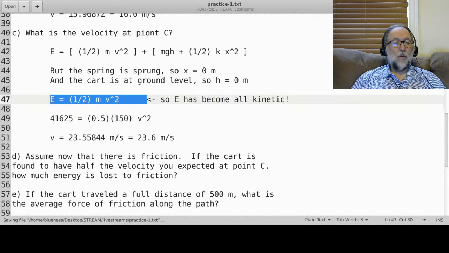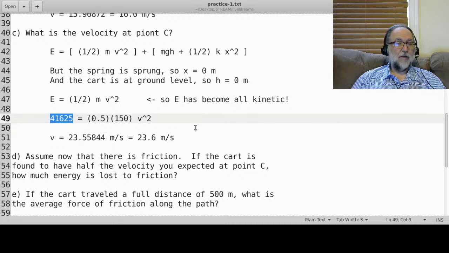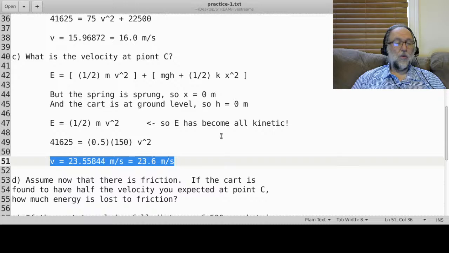All right. Now, the energy is still the same. I mean, the total is still the same. It's still that 41,625 joules, and that's going to equal 1/2 times 150 times v squared. And solving for v, it gives you 23.6 meters per second. Okay, so it's moving along pretty fast.